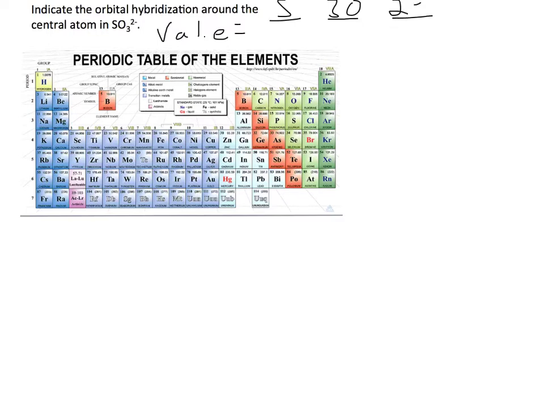So the sulfur we know is going to have 6 electrons. The oxygen is going to have 3 times 6, plus we have 2 more electrons from the 2 minus charge, which is going to give us a total of 26 electrons.